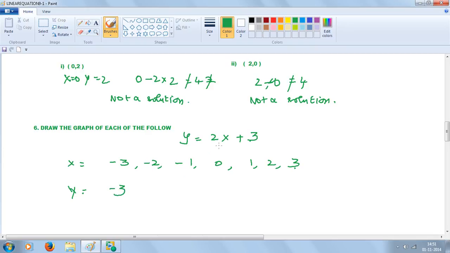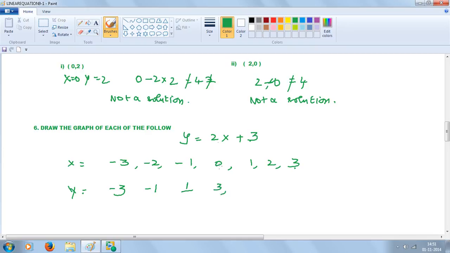If we put minus 2, what will happen? 2 multiplied by minus 2 is minus 4, plus 3 is minus 1. So the value of y is minus 1. If x is equal to minus 1, this 2x will become minus 2, then plus 3 will become 1. y will become 1. If x is 0, y will become 3.